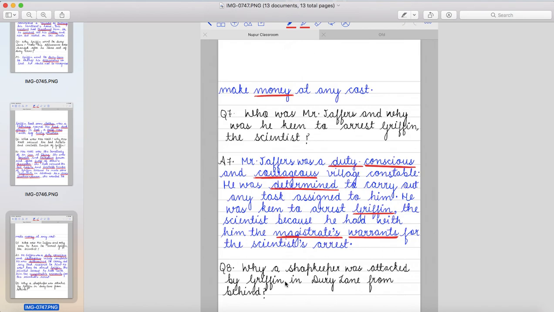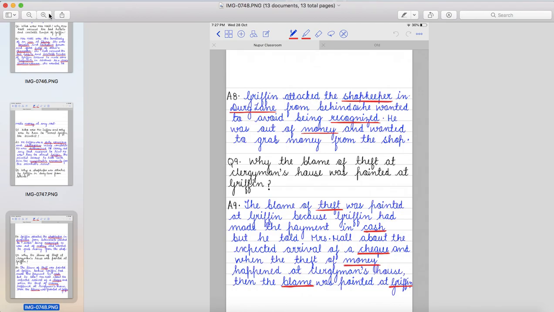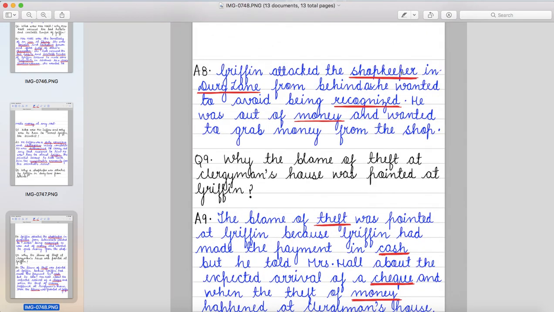Right? So why was a shopkeeper attacked by Griffin in Drury Lane from behind? So the answer is Griffin attacked the shopkeeper in Drury Lane from behind as he wanted to avoid being recognized. Okay, so he wanted to avoid being recognized. He was out of money. Okay, he was short of money and wanted to grab money from the shop, and that's why he attacked the shopkeeper in Drury Lane from behind.